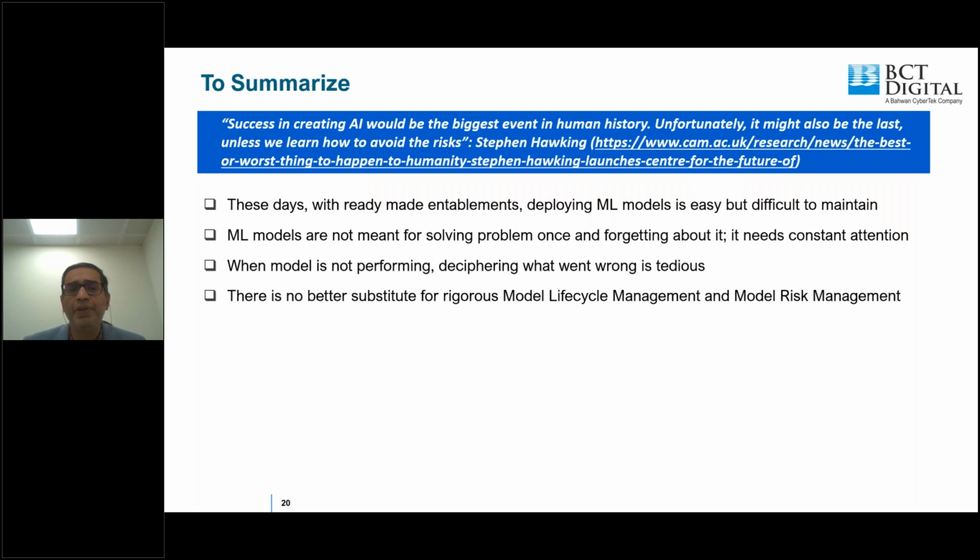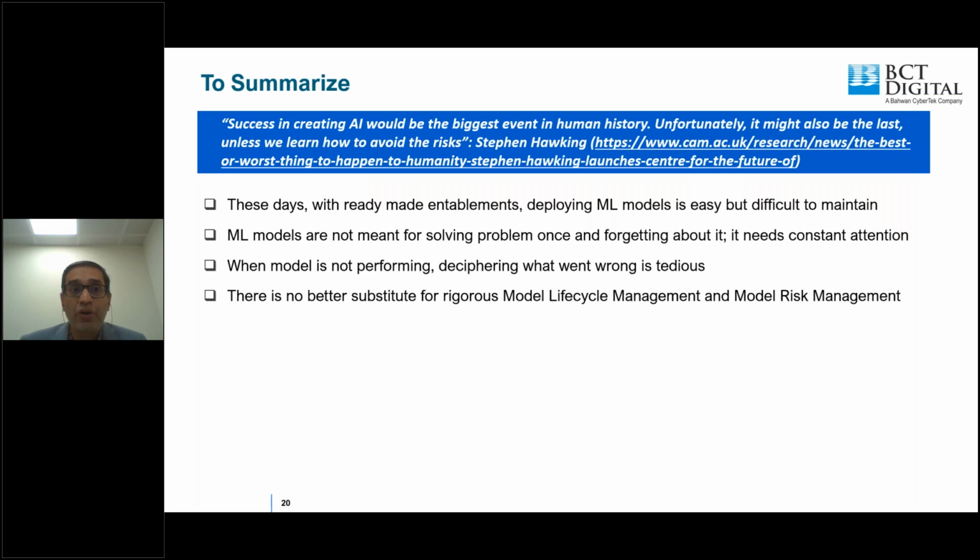It's like your baby or a child. You need to constantly keep monitoring it, providing your attention to it, ensuring that nothing is wrong. ML models are not meant for solving a problem once and forgetting about it. It doesn't happen that way. If it is done that way, ML models create more problems than what was there before you had the ML models in place.